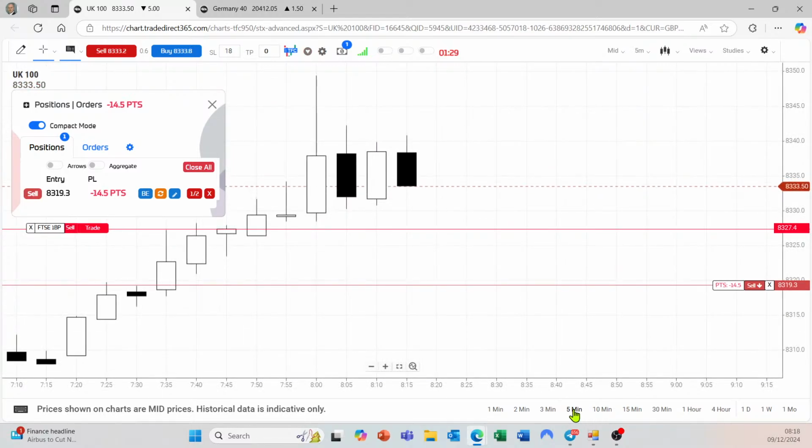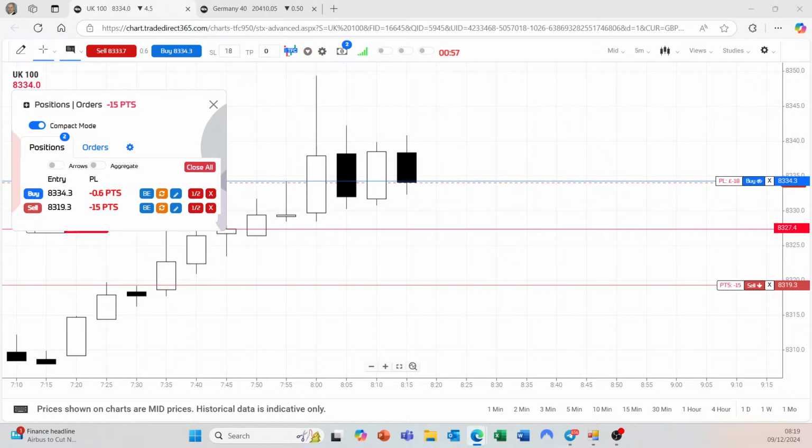Stand by for a long position in the FTSE, please. Try to get that low down there, the low of the body. I'm long from 34. Just gonna have to put in a stop loss.